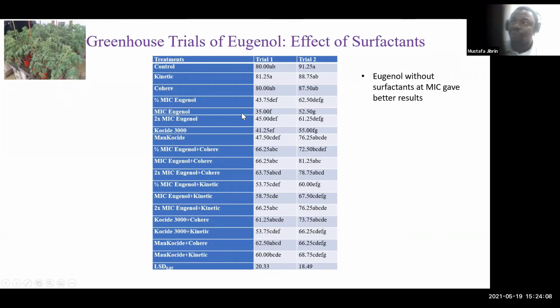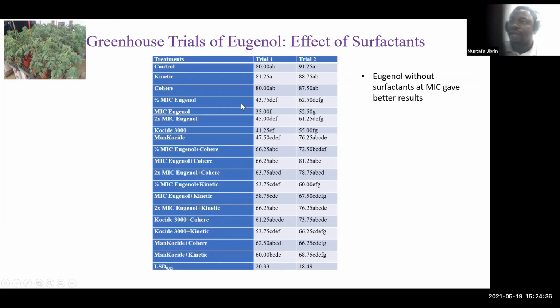So we found out that in fact, it is better to apply eugenol without the surfactant. You end up getting better control at the MIC level. If you apply the surfactants at levels below MIC, probably you just get a better spread. But we were just trying to see if we were able to get control at MIC level, both with the surfactant and also the eugenol.